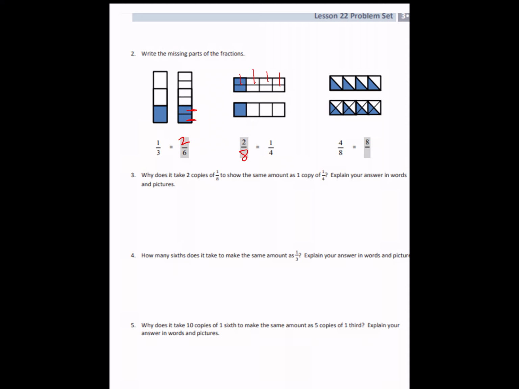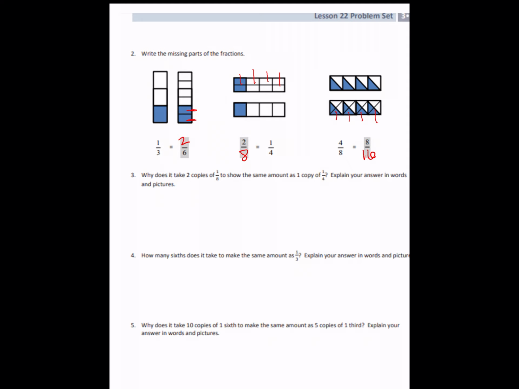Next, we've got 4 eighths is equal to 8 blank. Let's count how many we have all together. 4, 8, 12, 16. 4 eighths is equal to 8 sixteenths. As you can see, these are just doubled, right?